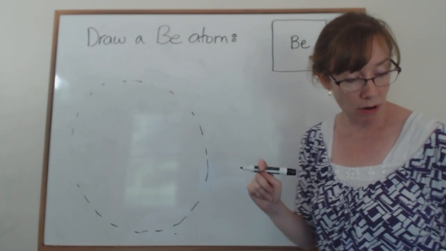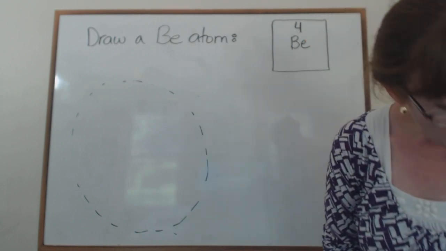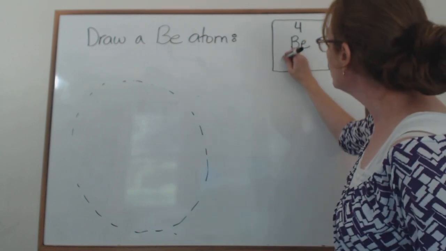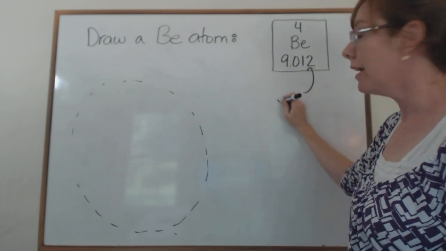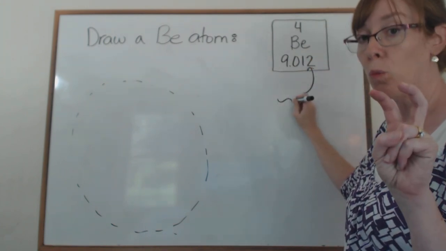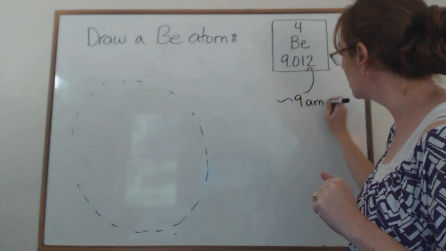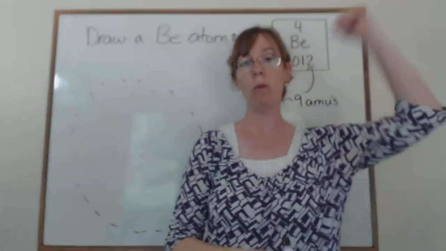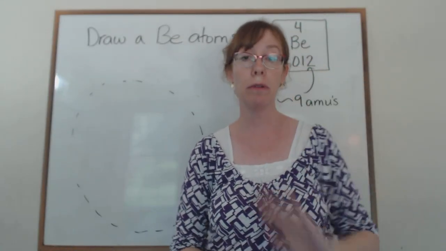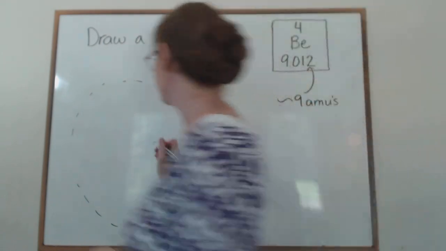The atomic number of beryllium, 4. The atomic mass of beryllium, 9.012, which is telling you that a typical beryllium atom weighs or has a mass of about 9 AMUs. That's about how much it weighs. So see if you can either pause the video or just look down and start drawing a beryllium atom, all the different parts, protons, neutrons, electrons.